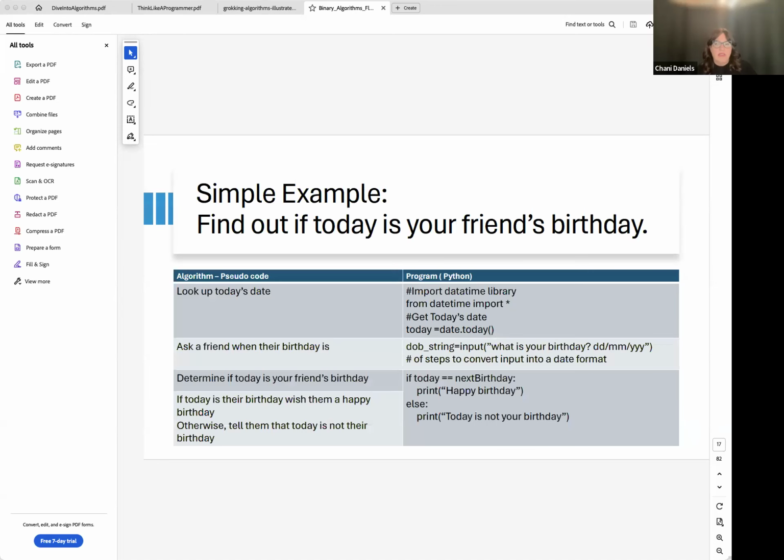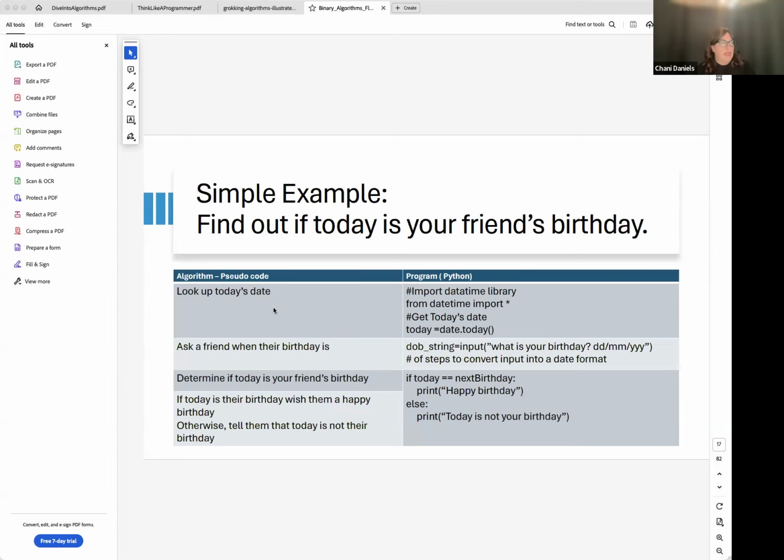Let's say a simple example, right? So you want to find out if today is your friend's birthday. So the pseudocode is what you see here on the left, right? You look up today's date. So you think about, okay, how do I figure out today's my friend's birthday? You need to know two pieces of information. You need to know what today's date is, and you need to know the date of your friend's birthday. So you can look up today's date, right?